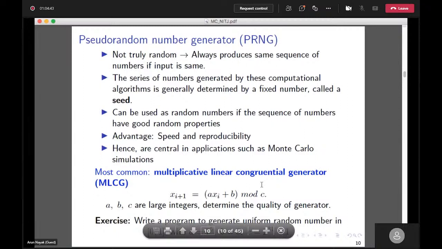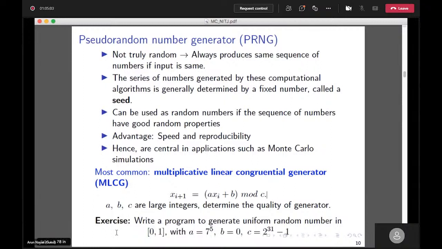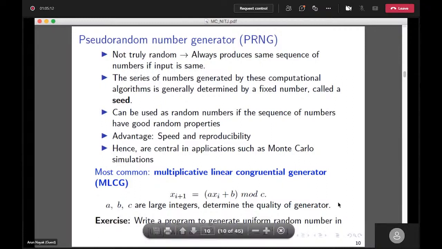Here is an example for you to write and see that they are truly random. Write a program to generate uniform random numbers. It should be just 3-4 lines of code. You choose random numbers between 0 and 1. You choose a as 7 to the power 5. You can choose b to be 0, and c as 2^31 minus 1. So c determines the periodicity of your numbers. If c is a 32-bit integer, then your periodicity is given by this.